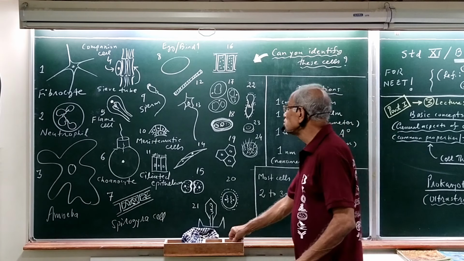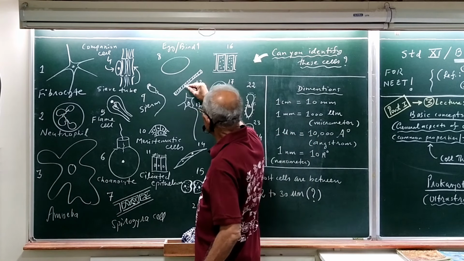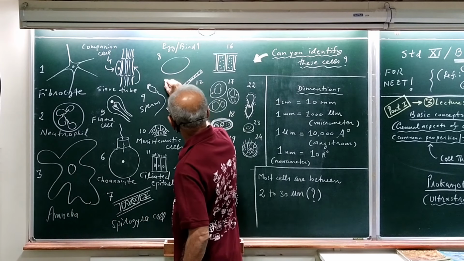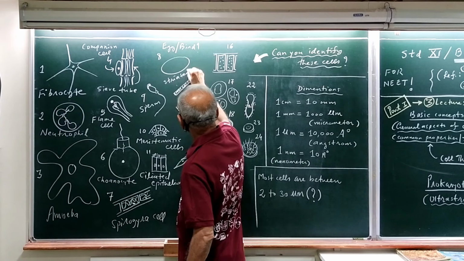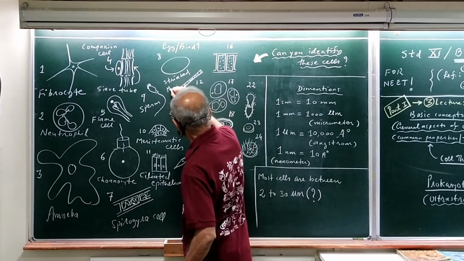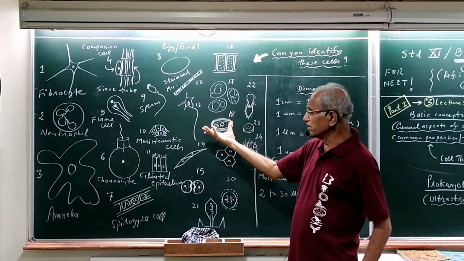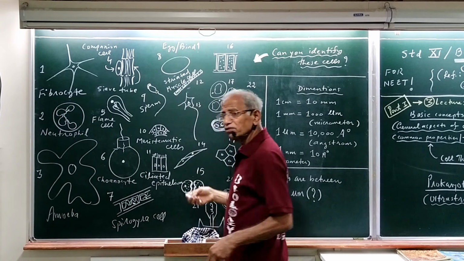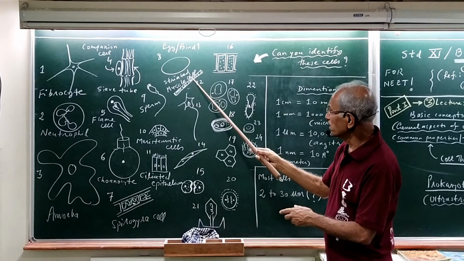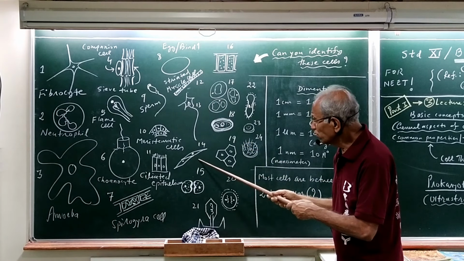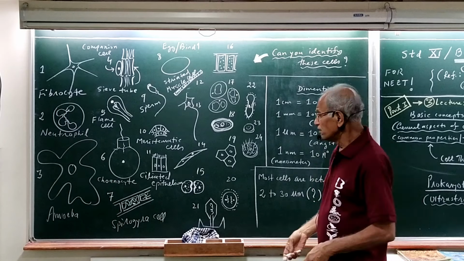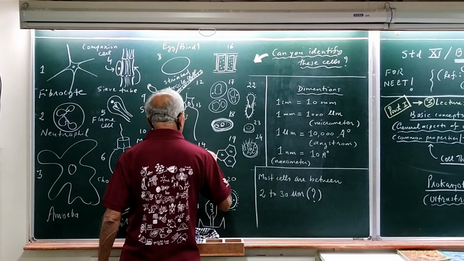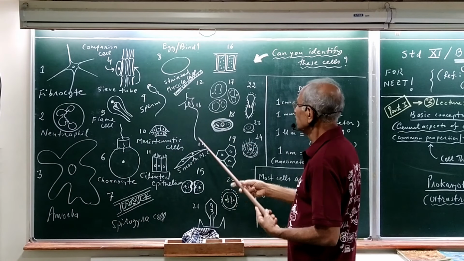Coming to number 12. Well, this is actually a muscle cell, a striated muscle cell, because it has got bands. So striated muscle cell. I hope close-up is being taken, and so you are able to observe. Striated muscle cells are long cylindrical, and if you compare 12 with 14, 14 is also a muscle cell, and this is a smooth muscle cell, non-striated.